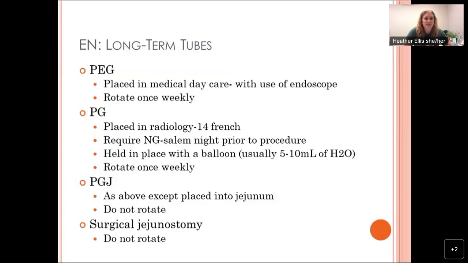These do not get rotated. Any small intestine tube does not get rotated. And then there is the surgical jejunostomy, which we also don't see very often, especially on CTU. And that would be, again, a tube that you would not rotate.